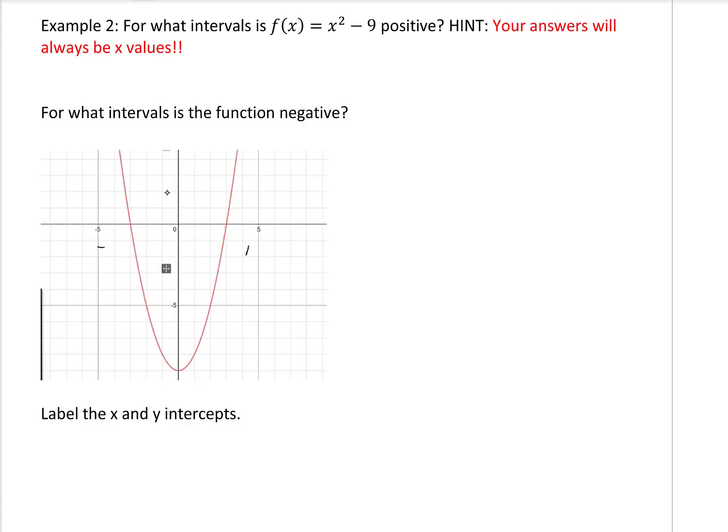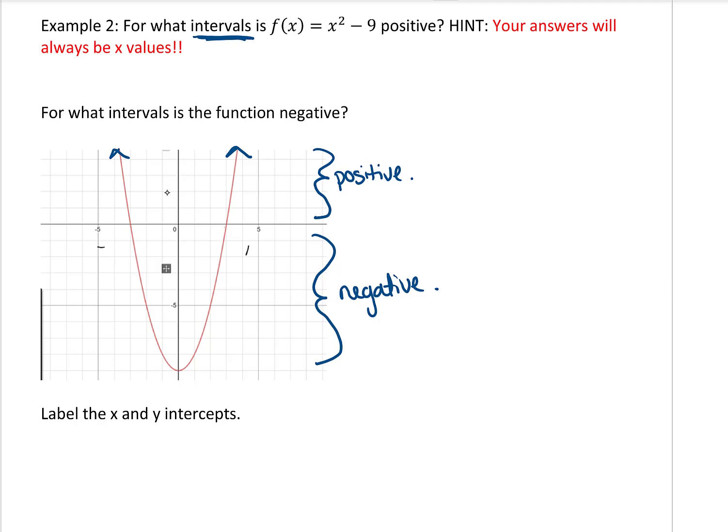For what intervals is f of x equals x squared minus 9 positive? Hint, your answers will always be in x values. So here's my graph. Anything above the x-axis is positive. Anything below is negative, based on the definition up above. I want to write what the intervals are, and my answers have to be x values. So I'm going to highlight it so we can have a visual. This is the part of the graph that's positive. This is the part of the graph that's negative.